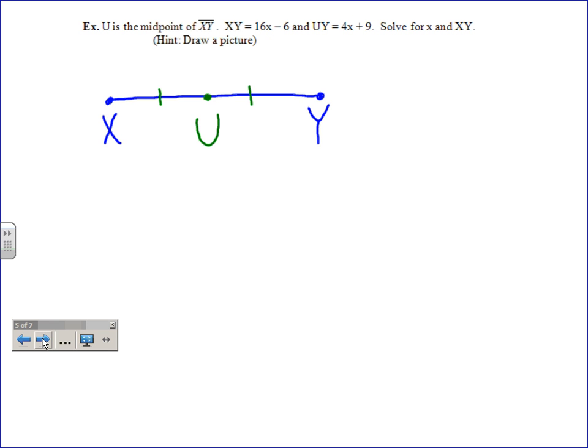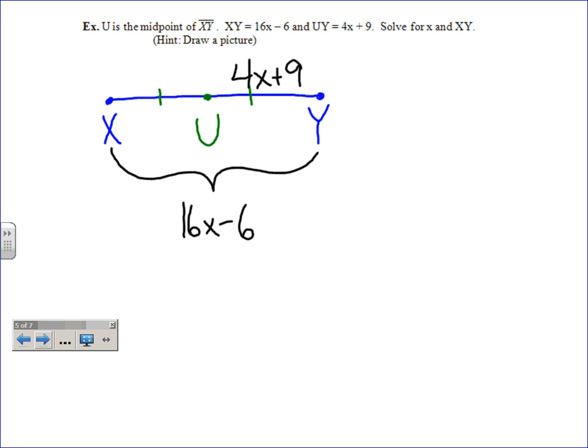Well, let's put the information in. X, Y. Do you agree that's the whole thing? Sure. 16x minus 6. UY. For x plus 9. They seem to have forgotten to give us some information.